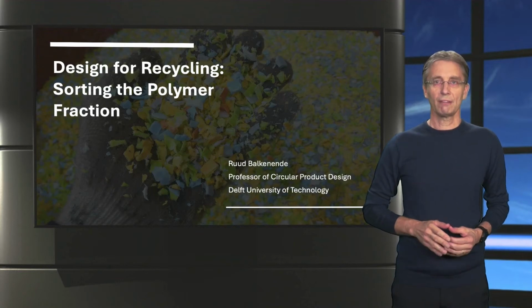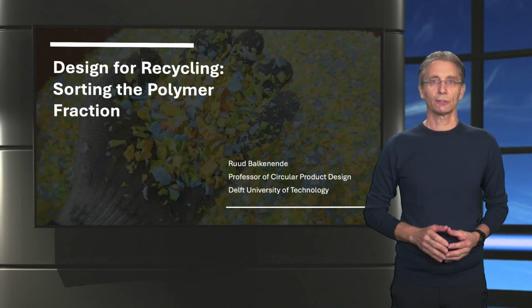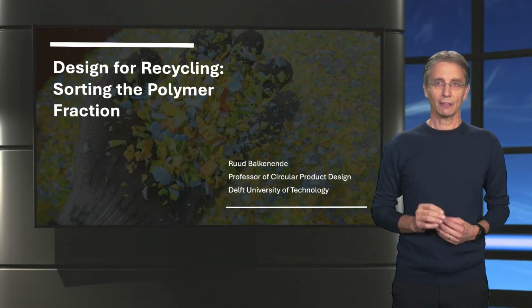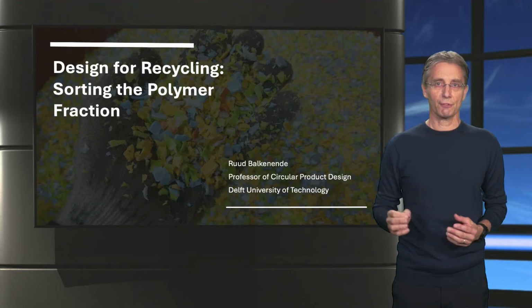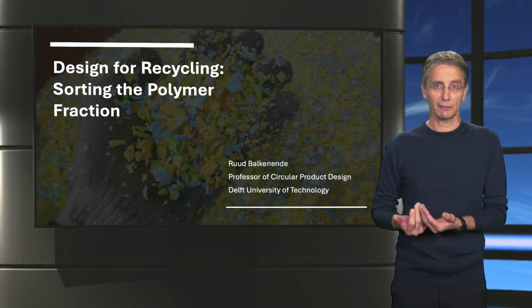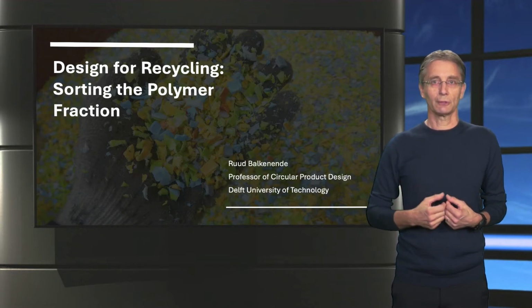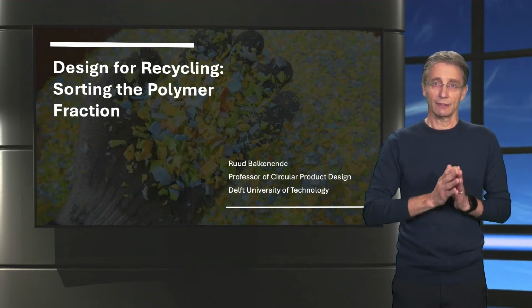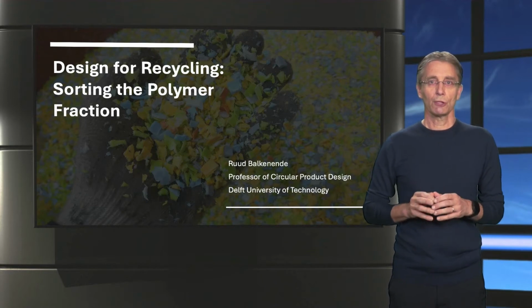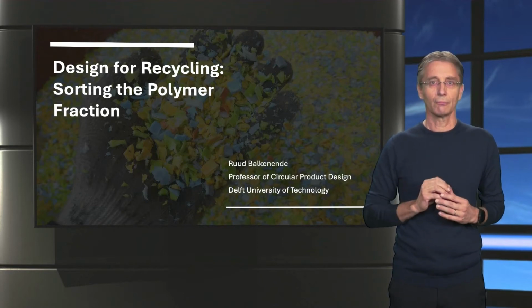In this video, we will take a closer look at how the technologies that recyclers use to sort plastic waste work. Sorting technologies either rely on the differences in physical properties between polymers, such as their density or electrostatic properties, or they use optical instruments that are able to distinguish different polymers. Often a combination of methods is used to achieve the desired result.